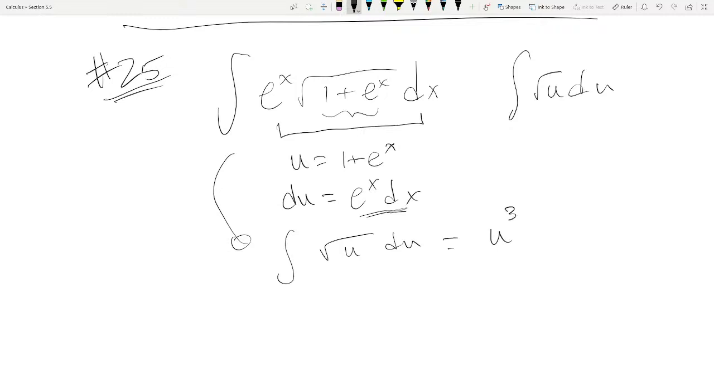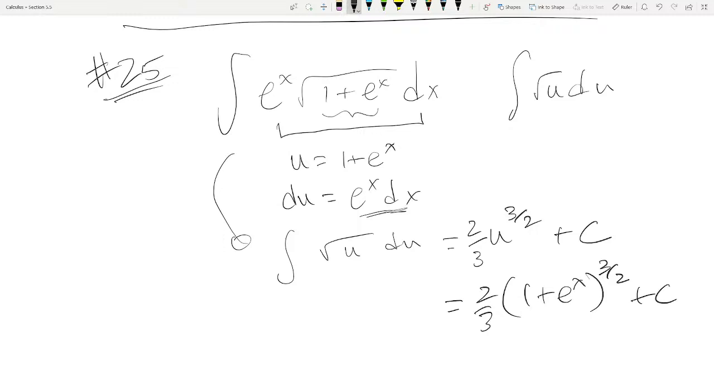Okay, so I get u to the 3/2 times 2/3. Remember, it's divided by 3/2, which is the same as multiplying by the reciprocal 2/3. Then we'll put it back the way we found it. The u was 1 plus e to the x.